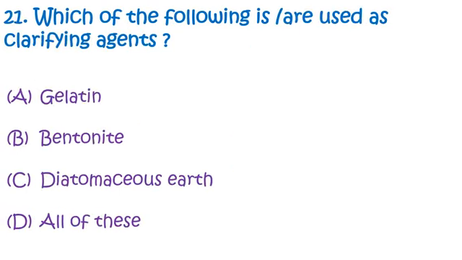Question number 21. Which of the following is or are used as clarifying agents? Options are option A gelatin, option B bentonite, option C diatomaceous earth, option D all of these. The correct answer is option D all of these. Gelatin has molecules that cross-link when submerged in water or liquid and gives a filtering effect upon cross-linking.